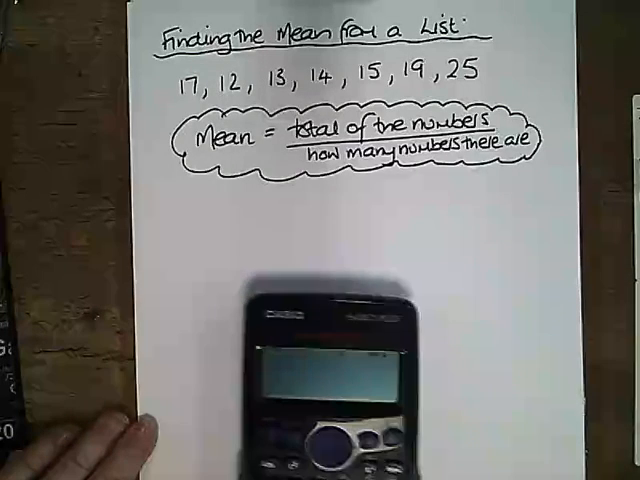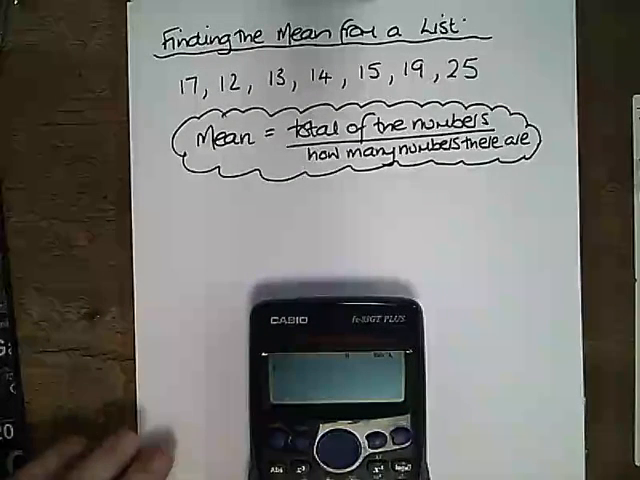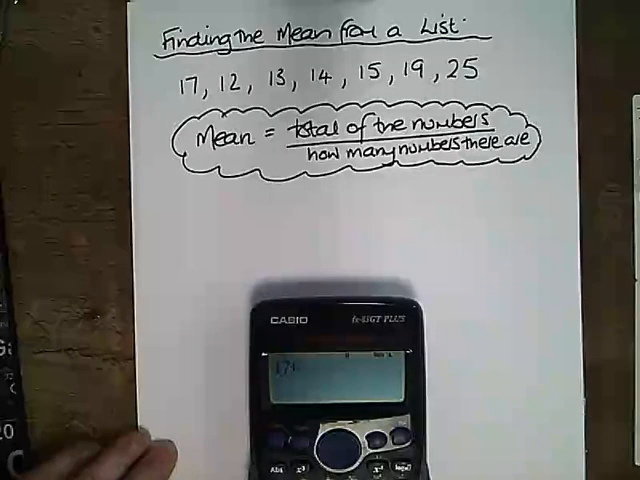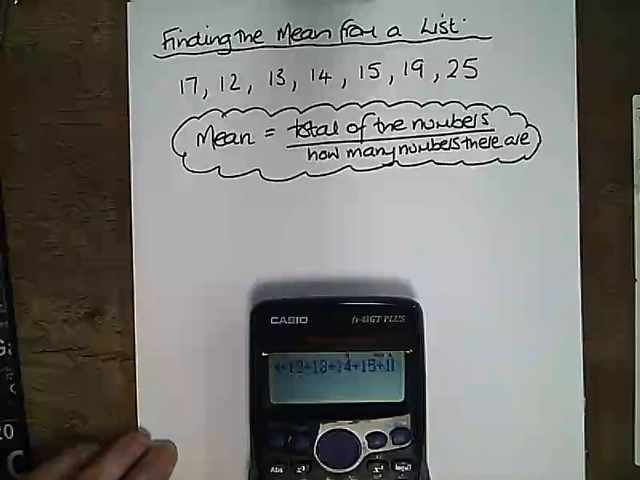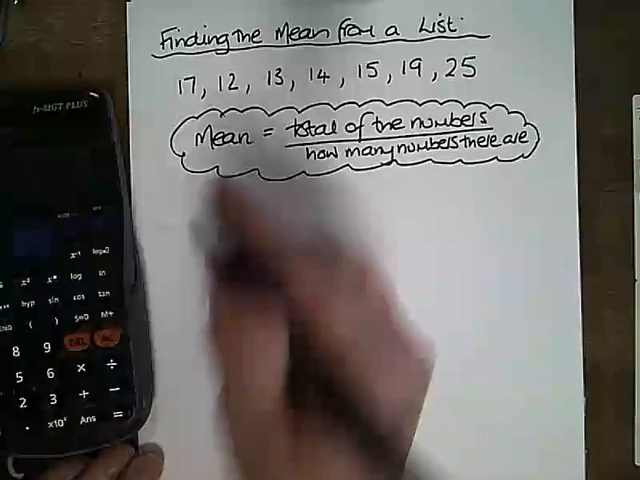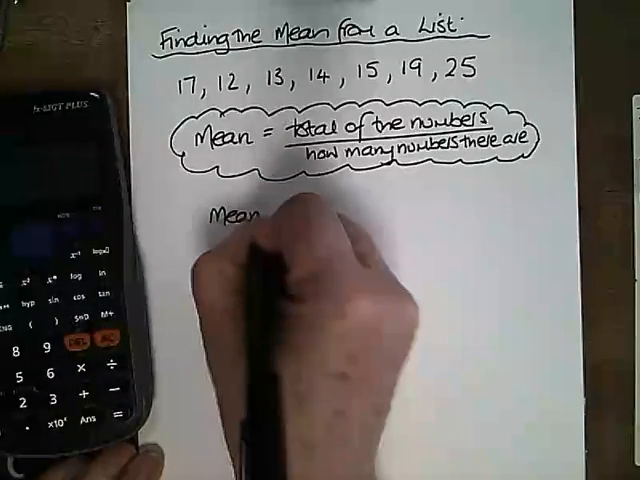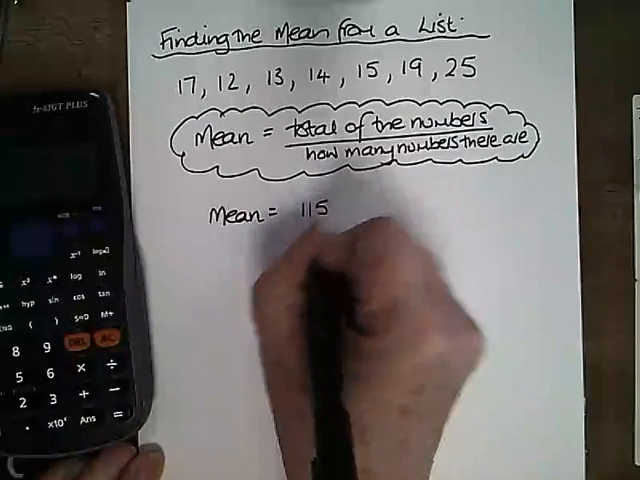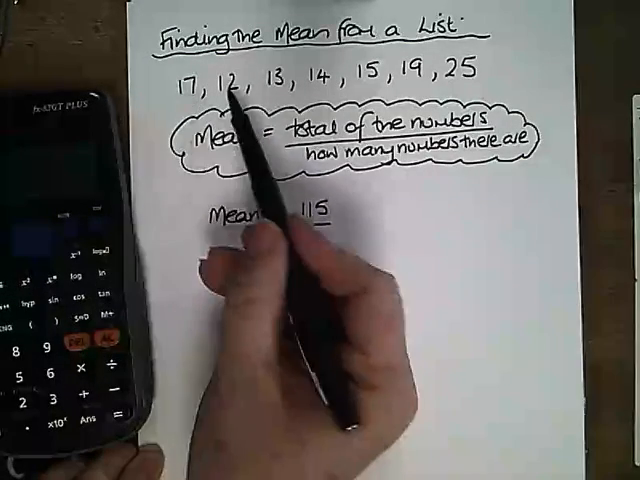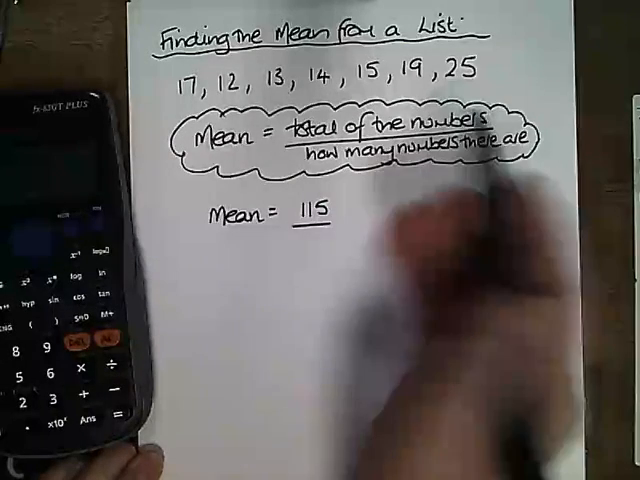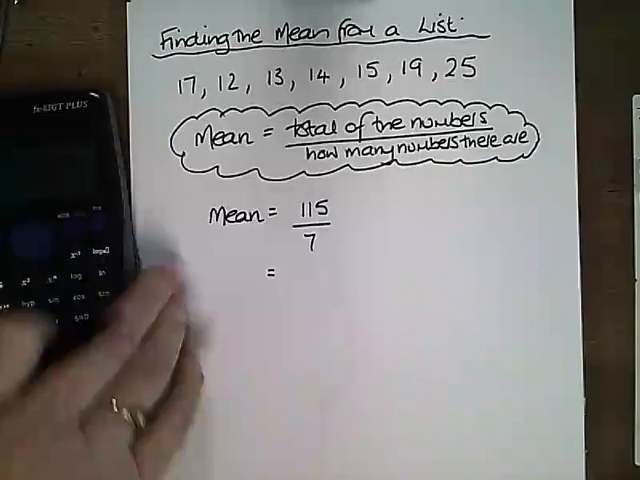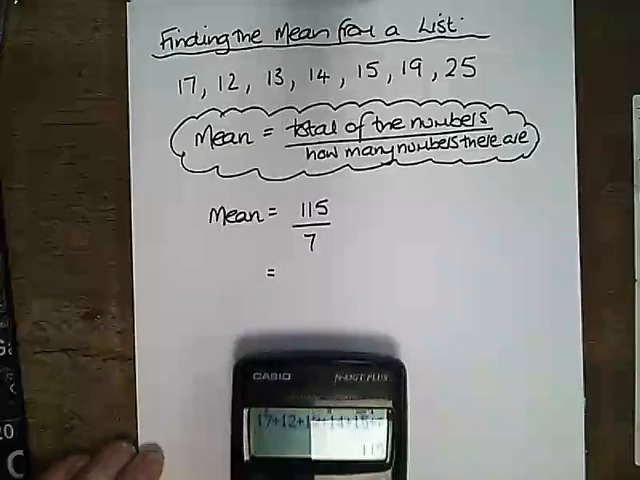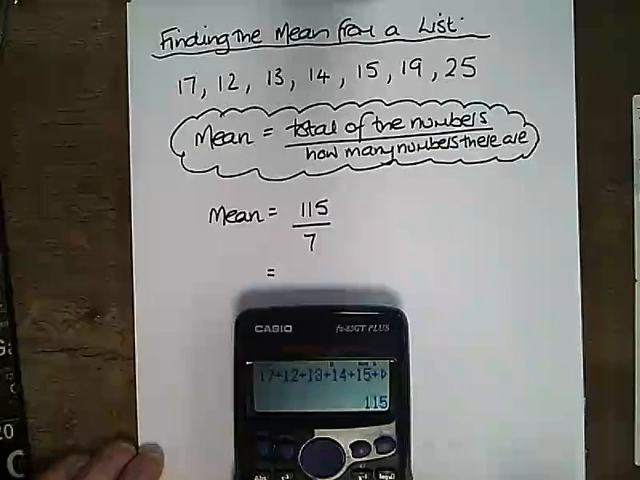Now it's difficult to see on here, but I think I can do it just down here. So 17 plus 12 plus 13 plus 14 plus 15 plus 19 plus 25 is equal to 115. So the mean is equal to 115 divided by 1, 2, 3, 4, 5, 6, 7. There are 7 numbers. And we're going to do 115 divided by 7.